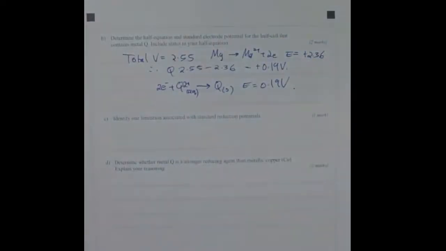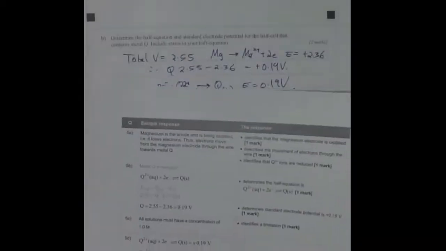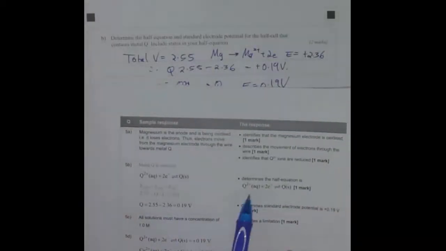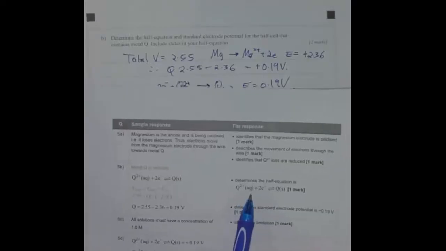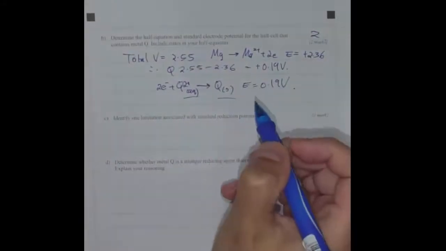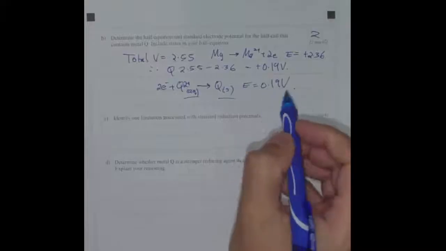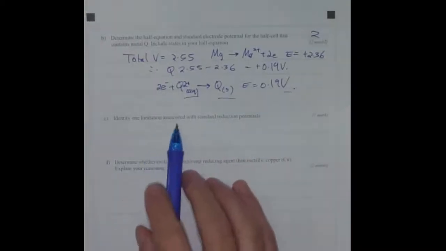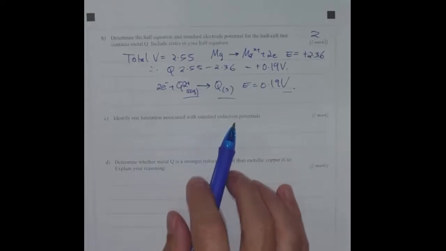Yeah, I don't mind that, but really it's not proper, like doing all the proper calculations. Determine the half equation is this. Determine the standard electrode potential, yeah. All right. Don't risk it. Put your states in, balancing, everything. Units, everything. Okay, identify one limitation associated with standard reduction potentials.